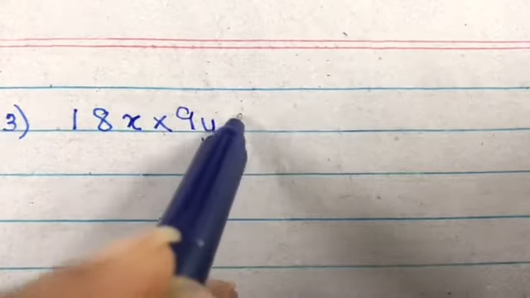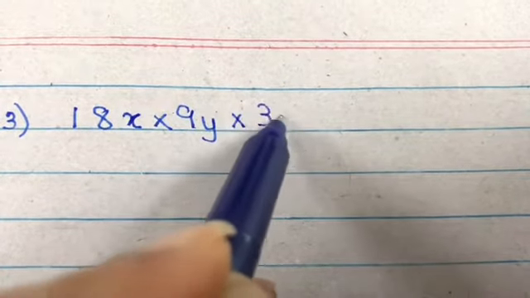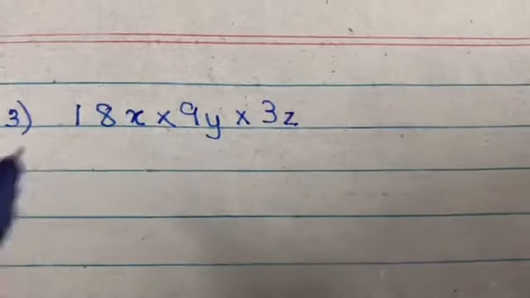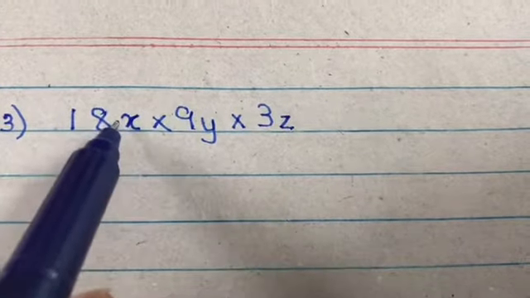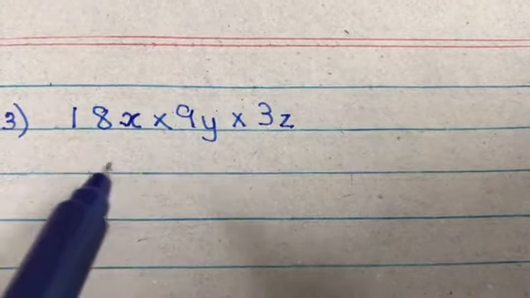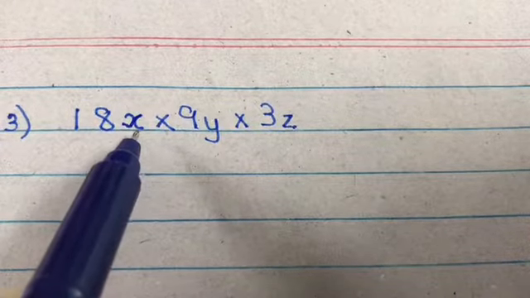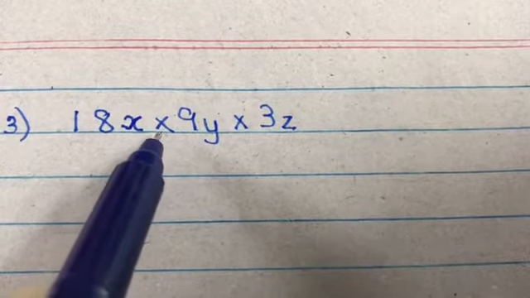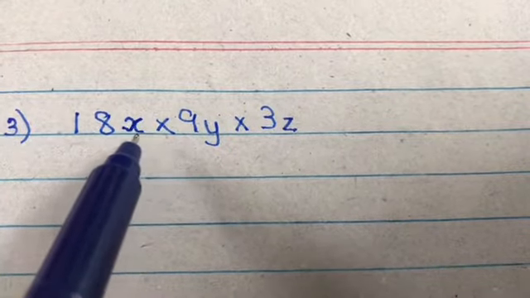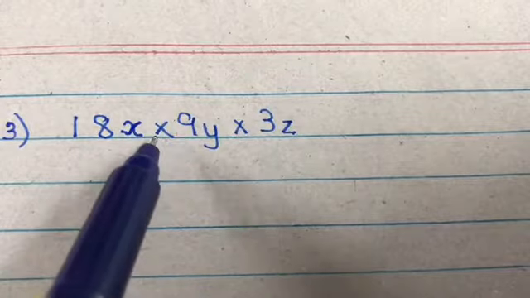Okay, so now we have 18x times 9y times 3z. Right? Now see how the x and the times look like, right? They're quite similar, right? That is why in between the letters we do not write down the multiply sign. But now it's a number and the letter, so it's all right.